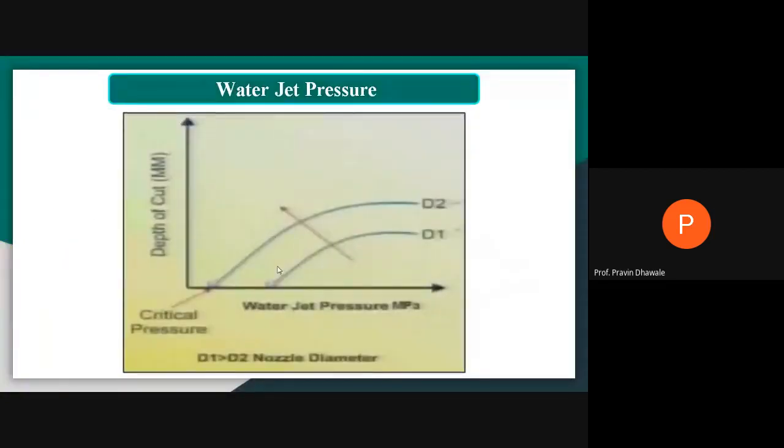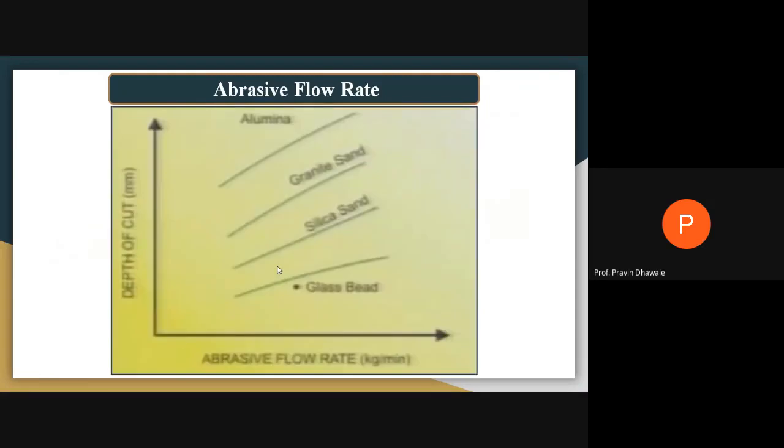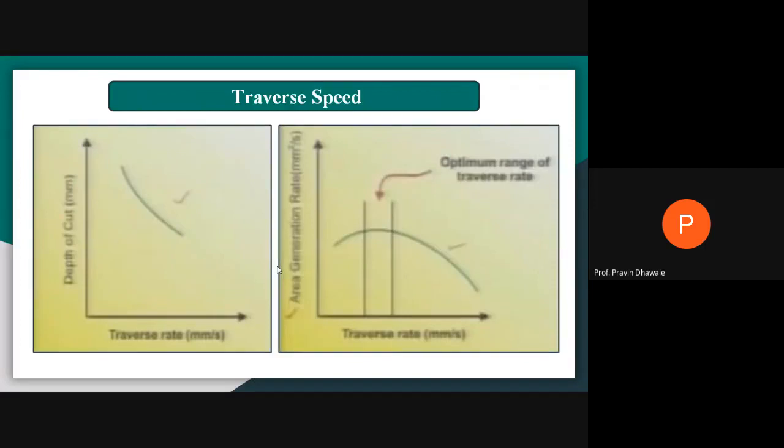Then water jet pressure, only abrasive water jet. Second, water jet pressure, abrasive flow rate, effect of the abrasive flow rate on the depth of cut, abrasive particle size, material of the abrasive, it also affects the performance of the depth of cut, also transfer speed of the workpiece or nozzle.